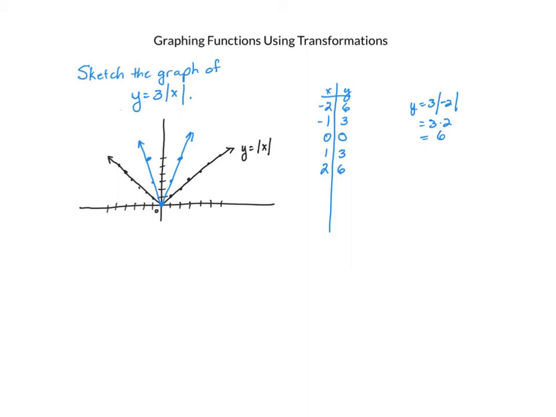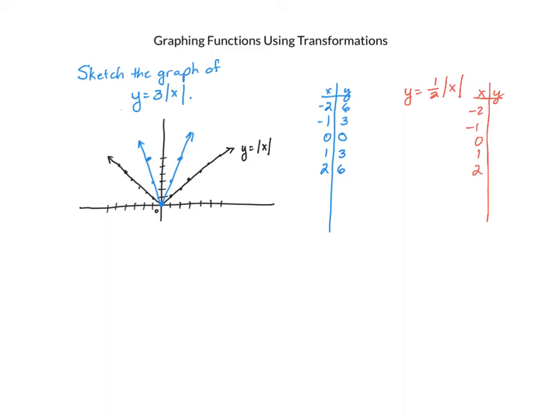Just because I have this already graphed, let's just do one other thing. Suppose I were to graph this. Sketch the graph of y equals 1/2 times the absolute value of x. If you plotted points for this particular function, I could still put in -2, -1, 0, 1, and 2.